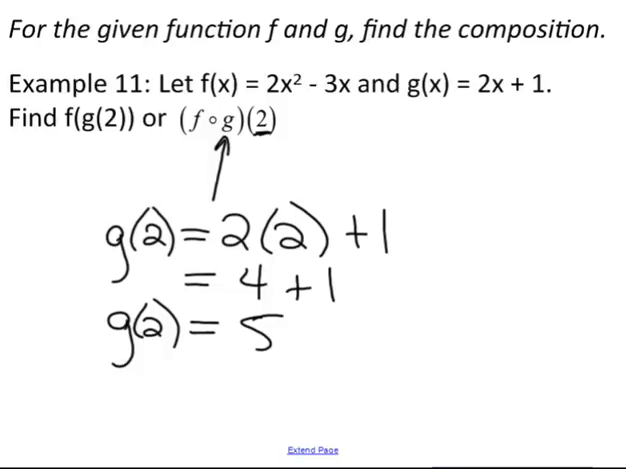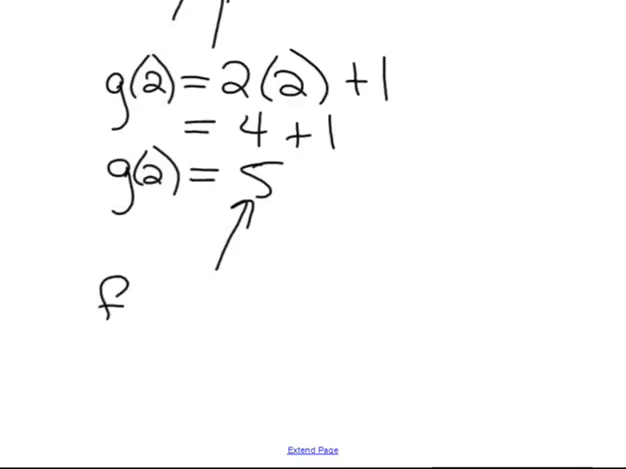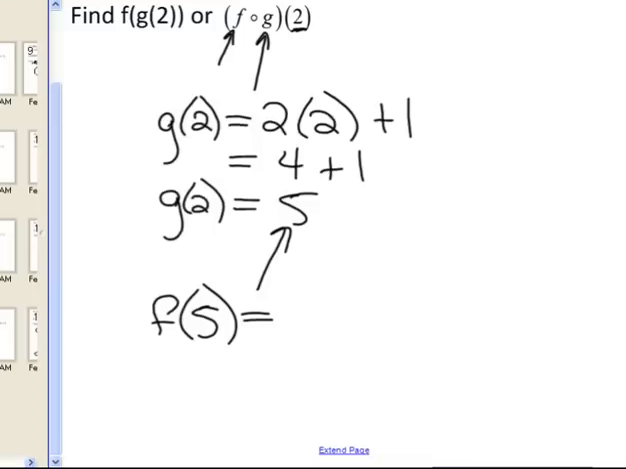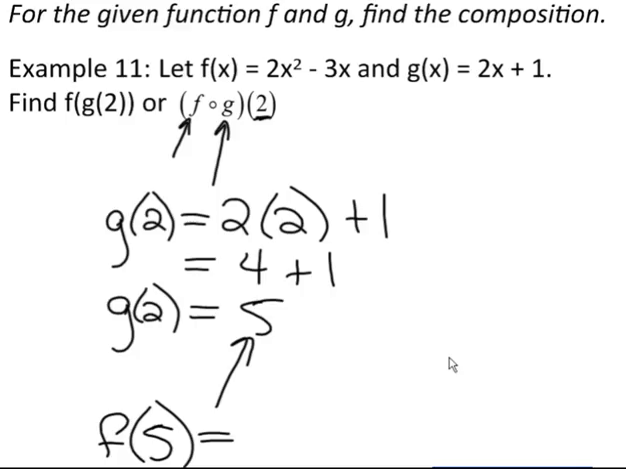Now here's the weird part. When we find f composed with g of 2, we don't take 2 and plug it into f. We do not take 2 and plug it into f. We take the answer to g of 2. That's the number we plug into our f function. So for our f function, we want to find f of 5. So we're going to take 5 and plug it into our f function.